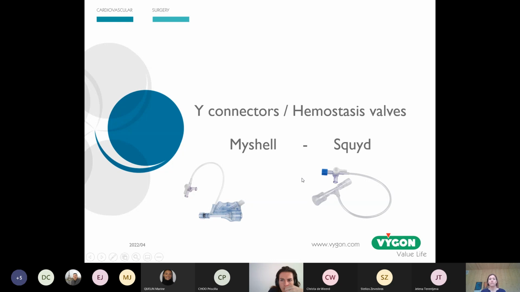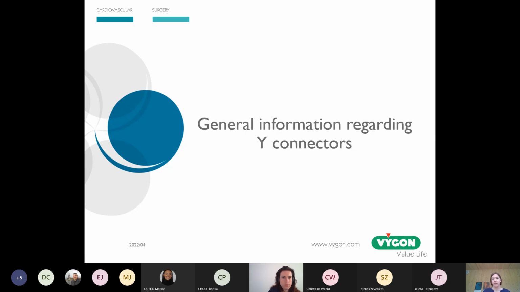Okay, so I think you have all the information to understand the rest of the presentation, to understand what an angiography and angioplasty are. Now I will present the Y connectors, Myshell and Squid. A few pieces of information regarding all the Y connectors.